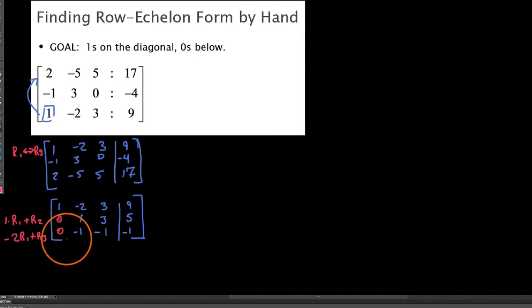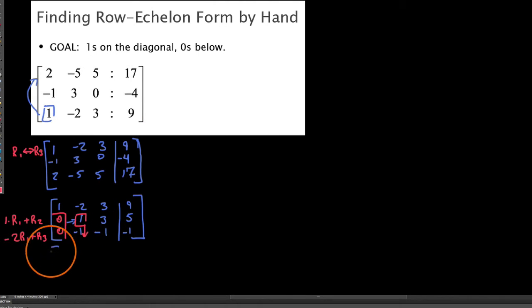Not that that's special or anything, but at this point, because we have these zeros here, our next goal is going to be to get a 1 here. Now we're very lucky in this instance that we already have a leading 1. So now what we're going to do is use this leading 1 to cancel everything below it, to get zeros below it.